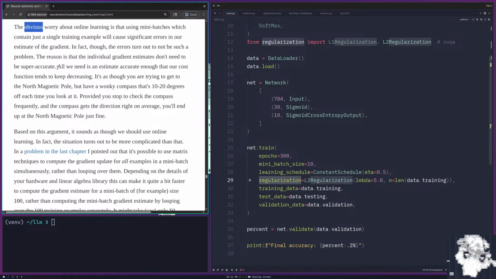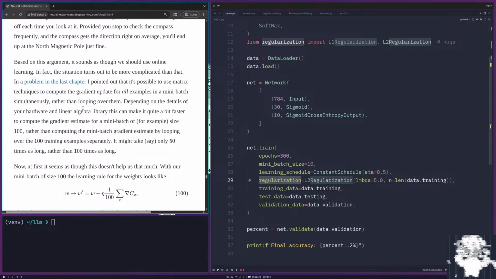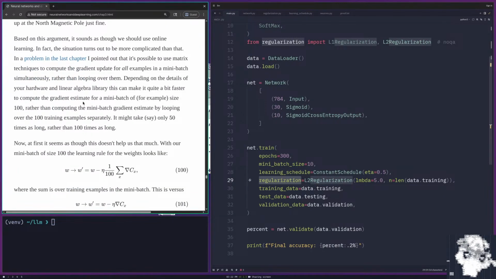It's as though you're trying to get to the north magnetic pole, but have a wonky compass that's 10 to 20 degrees off each time you look at it. Provided you stop to check the compass frequently, and the compass gets the direction right on average, you'll end up at the north magnetic pole just fine. Based on this argument, it sounds as though we should use online learning. In fact, the situation turns out to be more complicated than that.